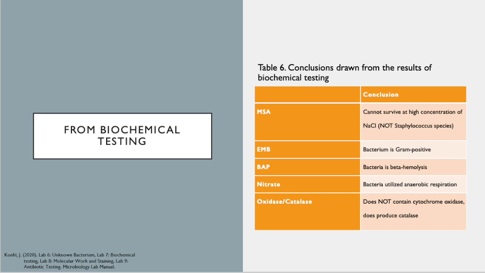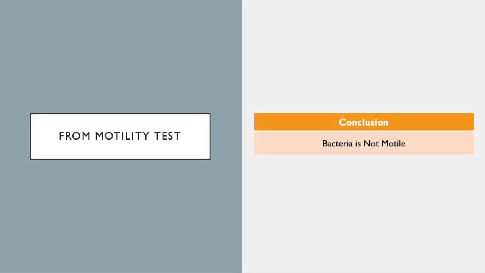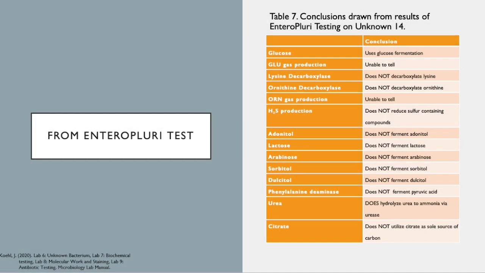And lastly were the oxidase and catalase tests. Our unknown bacteria did not turn black and purplish, indicating that it did not contain cytochrome oxidase, and it bubbled in the presence of hydrogen peroxide, which meant catalase was present. Even though there was some discrepancy over our motility test, we came to the conclusion that our bacteria was not motile and that the colony was able to grow so largely due to the morphology and characteristics of the given unknown. Our enteropluri test came back negative except for glucose and urea.